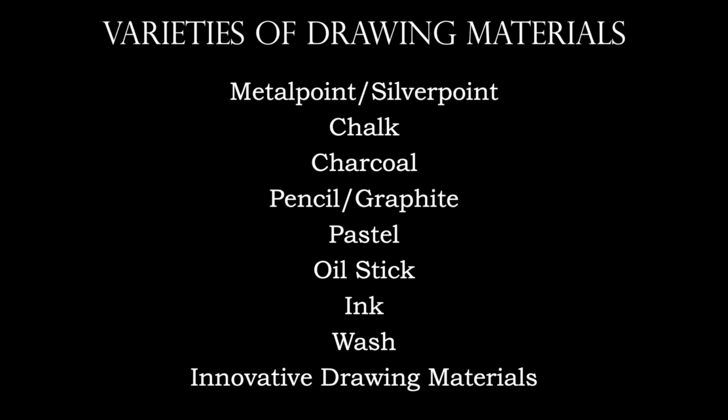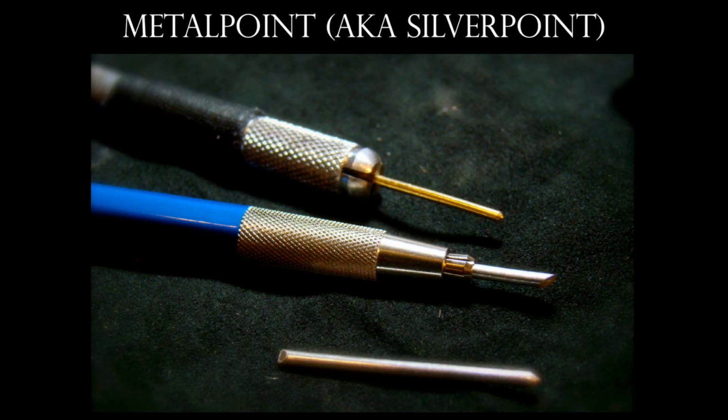So we're going to look at a variety of drawing materials today. We're going to look at metal point, sometimes called silver point. We're going to look at chalk and charcoal. We'll look at pencil or graphite, pastels, oil sticks, inks, washes, and we'll briefly talk about some innovative drawing materials. And we'll start off with metal point.